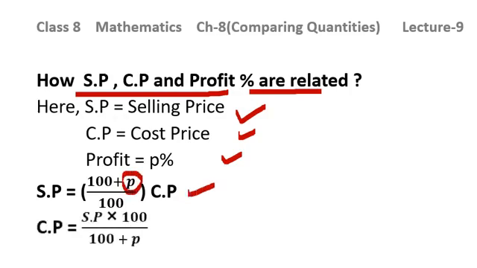If I write this formula in terms of CP, then what will be the formula? It will be SP into 100 over 100 plus P. Here P is the profit percentage. So SP is given by the formula 100 plus P over 100 into CP. This is the formula. If I write the same formula in terms of CP, it will be SP into 100 over 100 plus P, where P is the profit percentage.